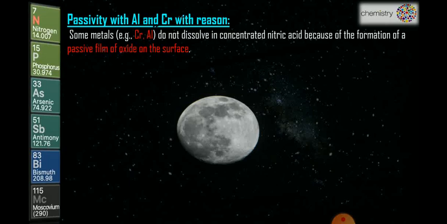Therefore, the aluminum or even chromium will not dissolve in concentrated nitric acid because of the formation of an oxide film, a passive oxide layer on the surface of these metals. Therefore, further oxidation does not take place. Hence, this concept is called passivity of aluminum and chromium with nitric acid.